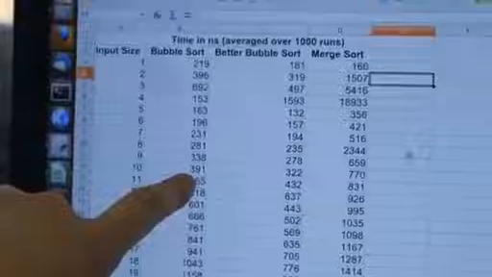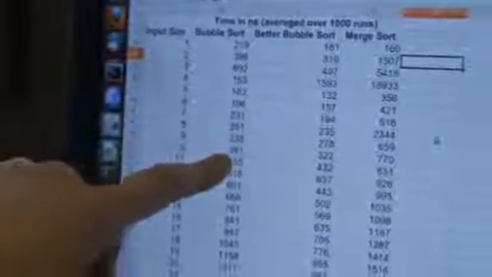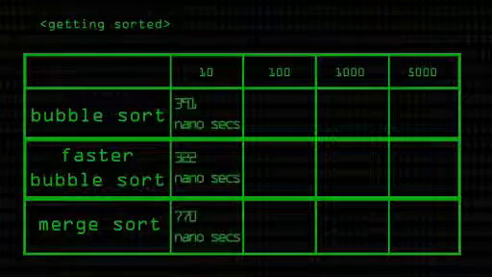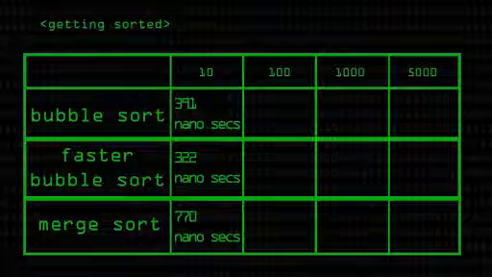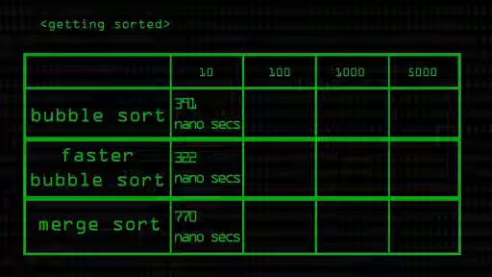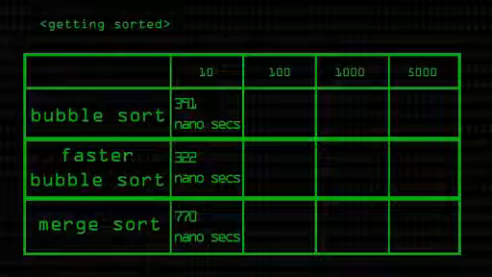So we've got the input size here, so I sorted 10 things in this row. I ran it 1,000 times for each, so 1,000 different randomly sorted lists. So it took 391 nanoseconds to sort 10 things with the first bubble sort, 322 with the second bubble sort, and 770 with merge sort. Even though merge sort should be quicker, there's going to be a little bit of overhead.